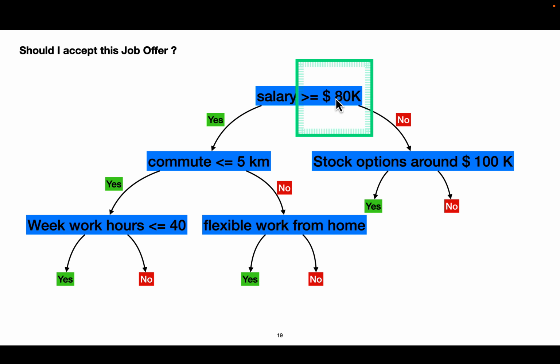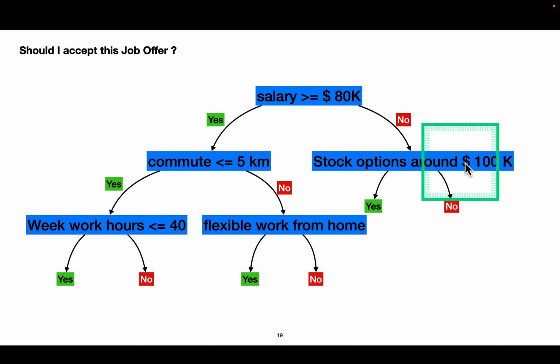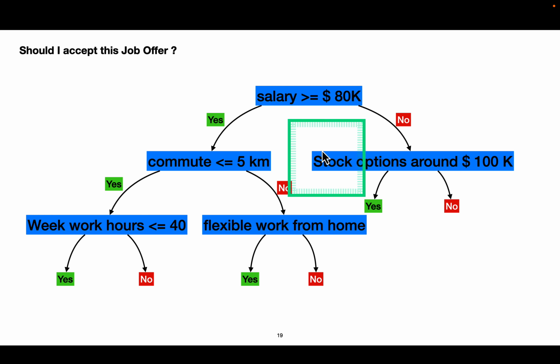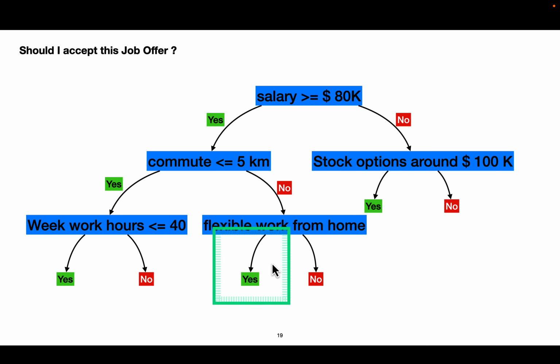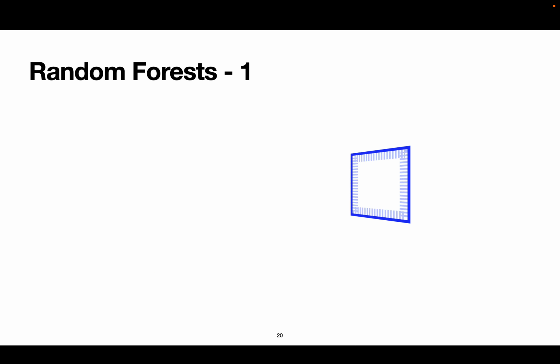And in the same way, if salary is not more than 80K, for example, no. But then you can ask about stock options, around 100K. So yes, you should take this offer. Otherwise, no. So this is how the model using the decision tree algorithm would look at all the data and construct the leaves and come up with either yes or no, or a multi-class output. There could be more than two target labels that it's trying to predict.